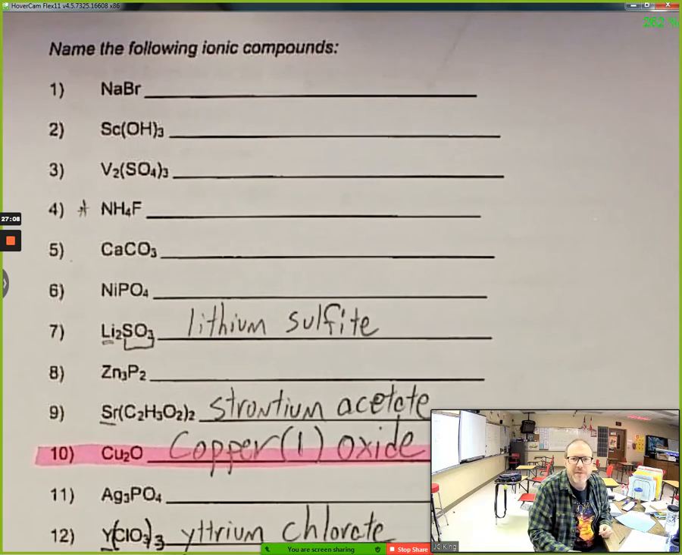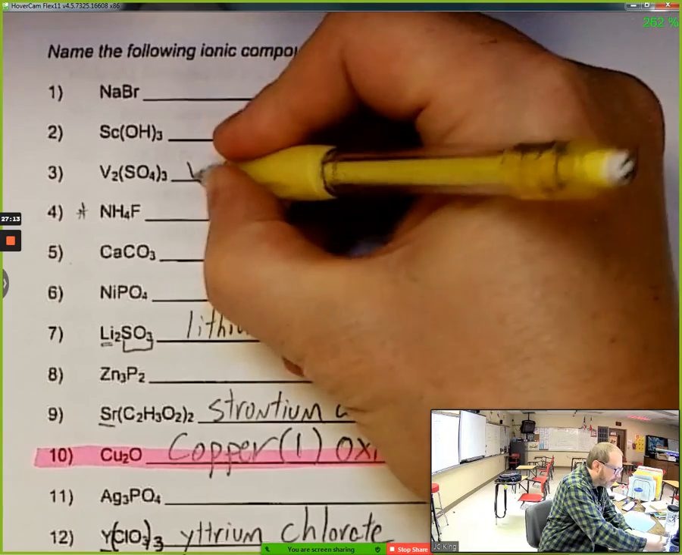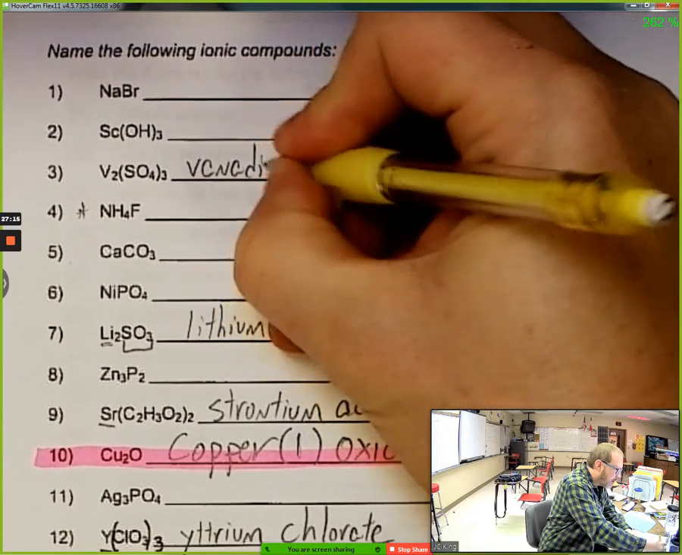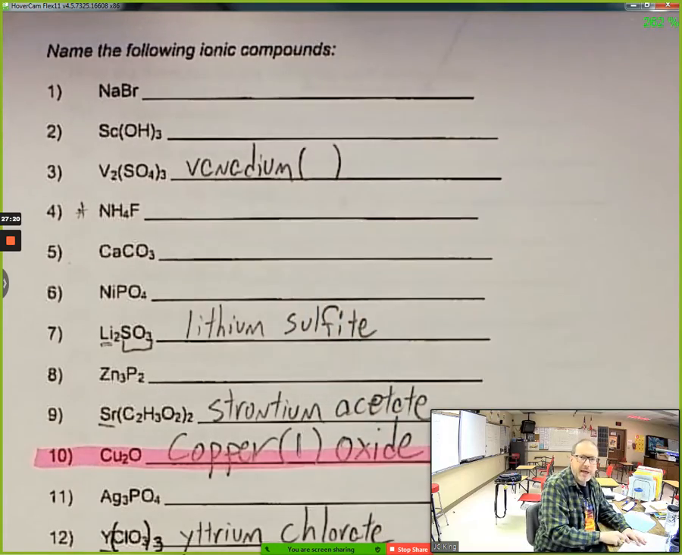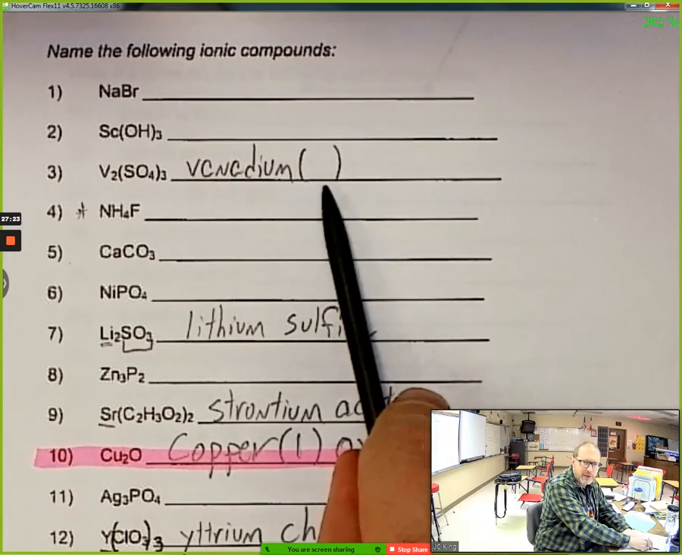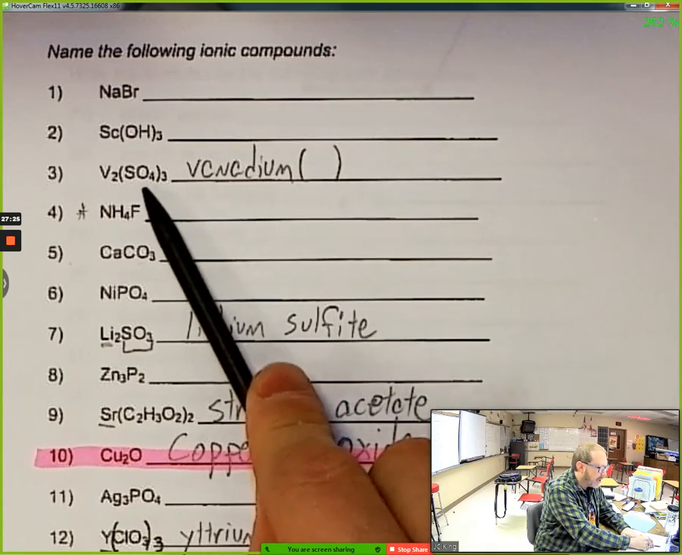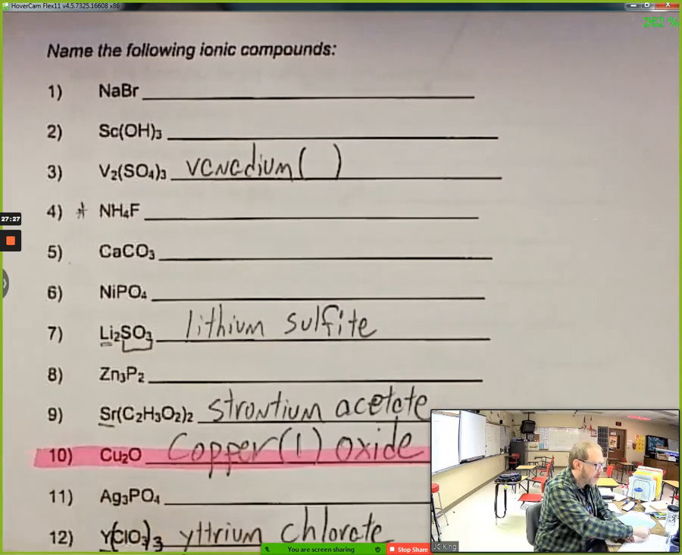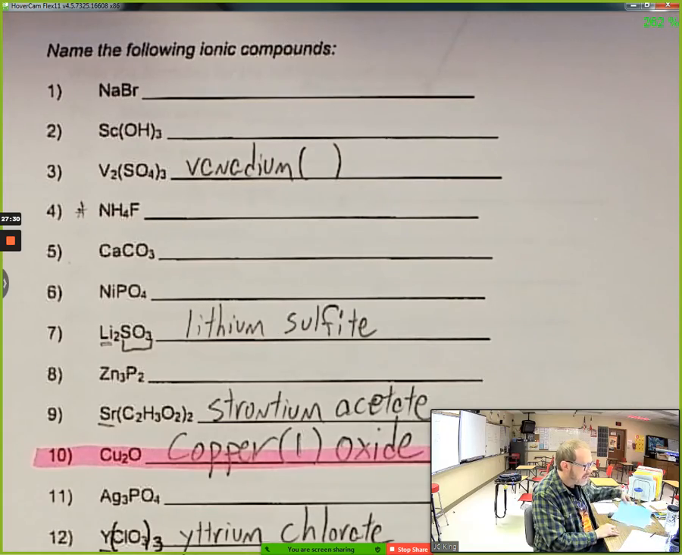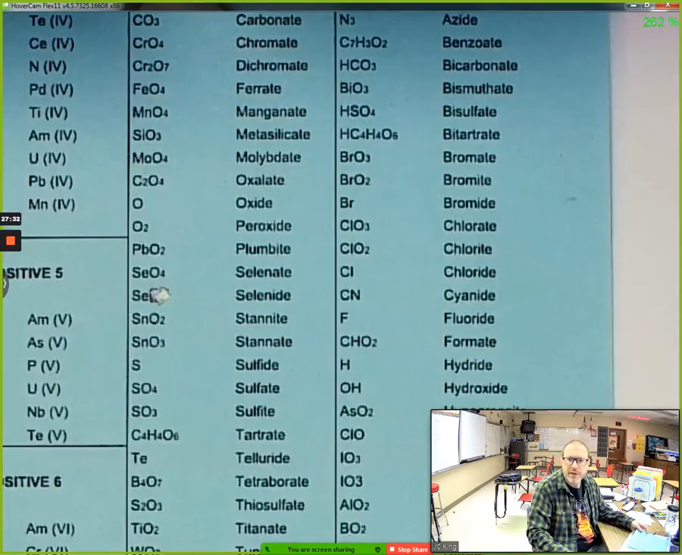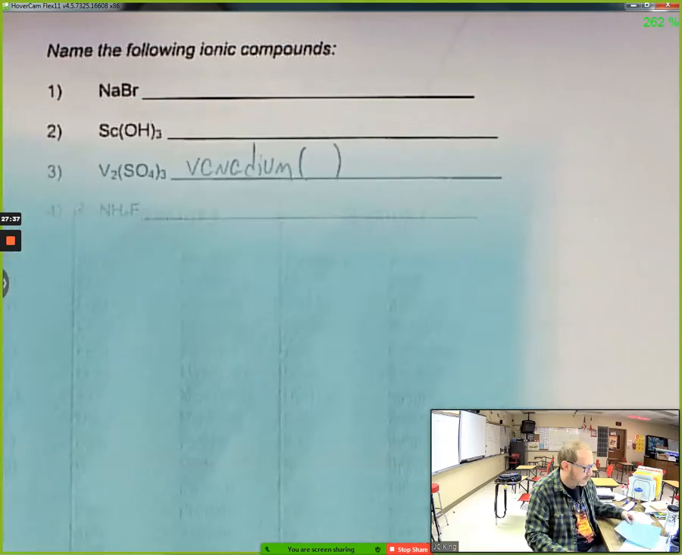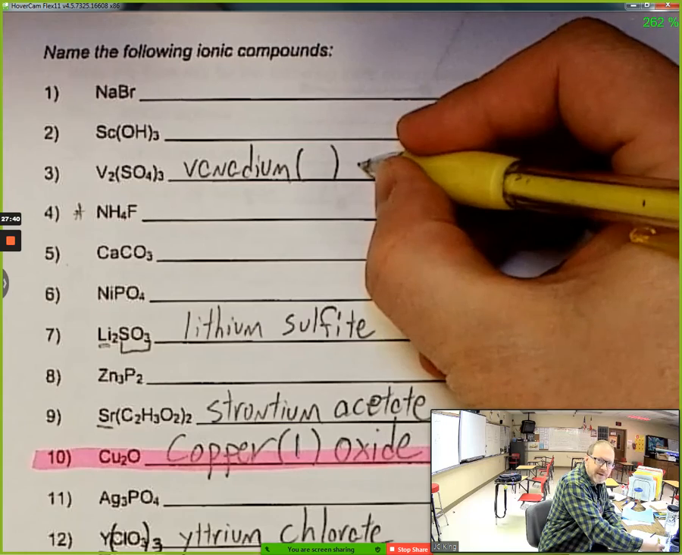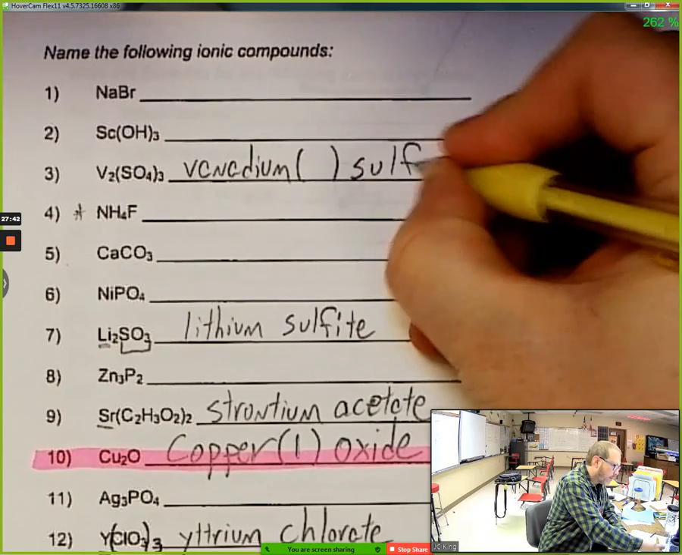Okay, let's look at 3 first. V2(SO4)3. Now, V is vanadium. Okay, we've seen that before. And we also know from experience that vanadium is one of those that has different possible charges. So let's go find what it's bonded to and see what kind of total charge that carries. So it's bonded to SO4. On my chart, SO4 is sulfate, has a charge of -2. Okay, so it's going to be vanadium something sulfate.